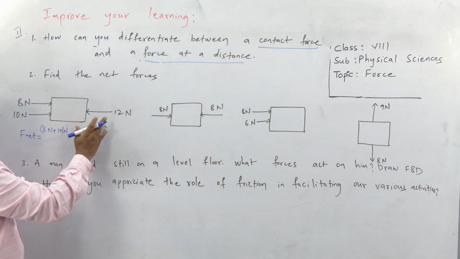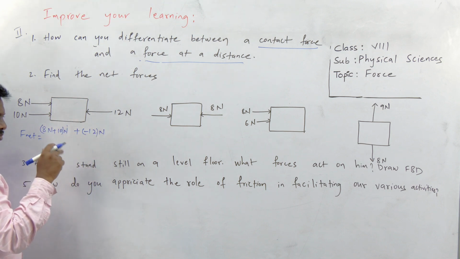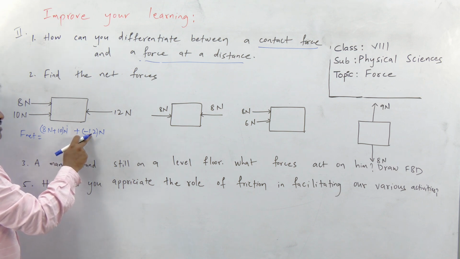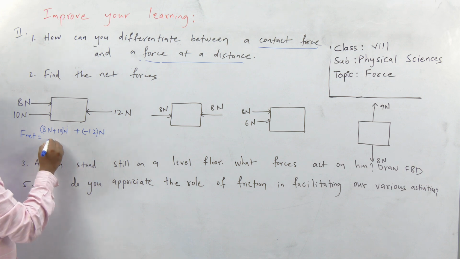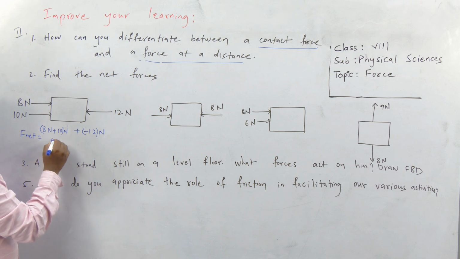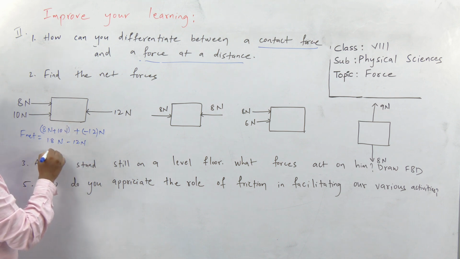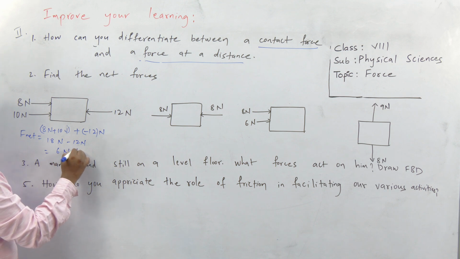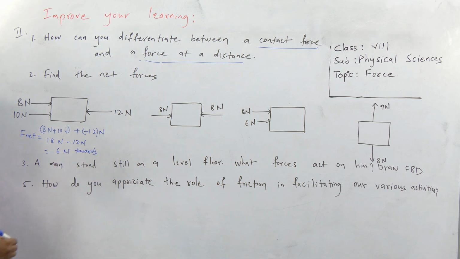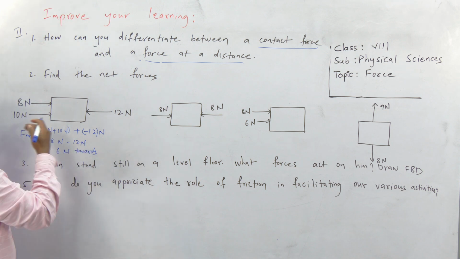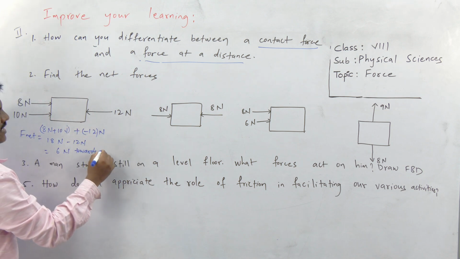Technically, the net force is the algebraic sum of all the forces. Whenever we do the addition, the force which is working opposite should be taken negative. So plus into minus becomes automatically minus. So 8 Newton plus 10 Newtons together is 18 Newtons, plus into minus, minus 12 Newtons. The net force is equal to 6 Newtons towards, see, force has a direction. Is this force towards right or left? Towards left or towards right? Towards right.